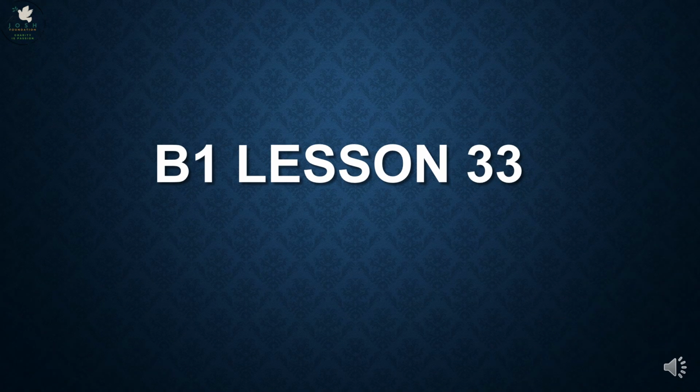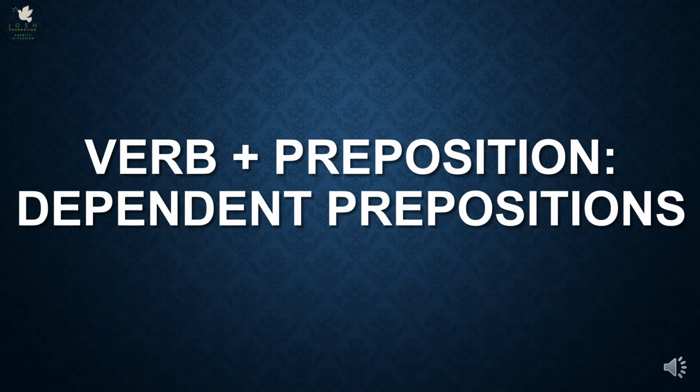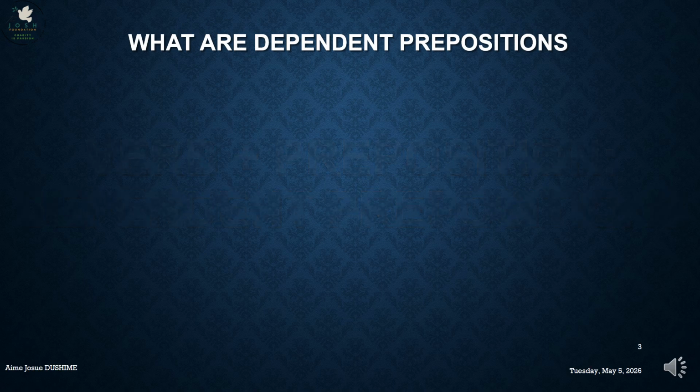This is B1 lesson 33, where we are going to be looking at what we call verb plus preposition. You see, in English there is a certain way we take a verb, then we put a preposition after a verb. And in that case, that's what we call dependent preposition. We're going to understand the meaning of that.